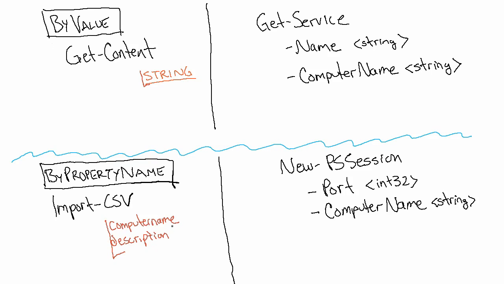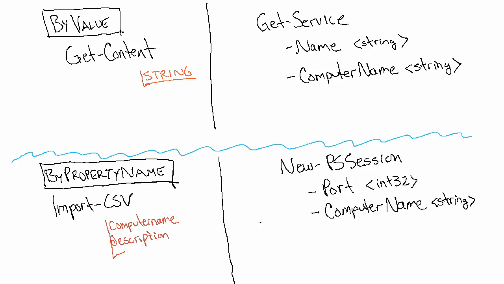The first column is computer name, and the second column is description. Import CSV will place objects into the pipeline with these two properties. So for each line in the CSV file, an object will be produced that has a computer name property and a description property. When I pipe those objects to another commandlet, such as New-PSSession, it needs to know what to do with those input objects.